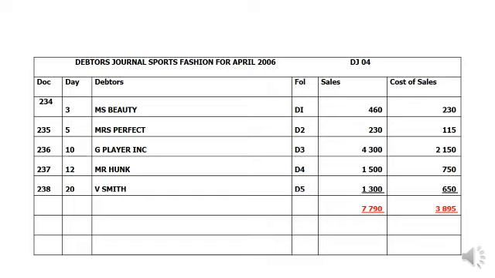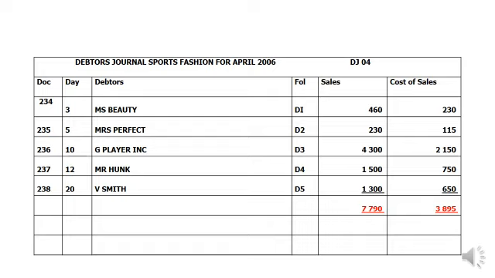If you look at your information here, this is how the Debtors journal looks like. The first thing rather is the heading. Debtors journal of Sports Fashion for April 2006. It's DJ4. That is your heading. Then from your heading now, you come to your document number. Here, this is where you'll be recording all the invoice numbers. You just record the invoice numbers as they will be given there. Even if they just give you one, you know they flow in chronological order, so they will always follow one after another. Then the day column, you're writing the date of the transaction.